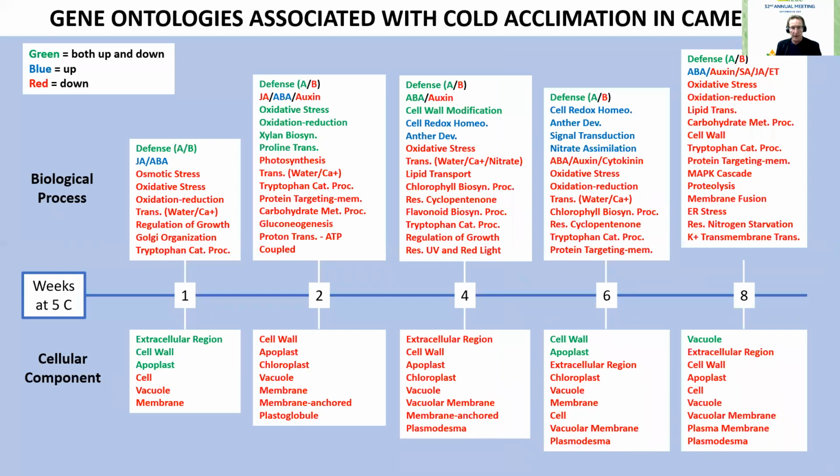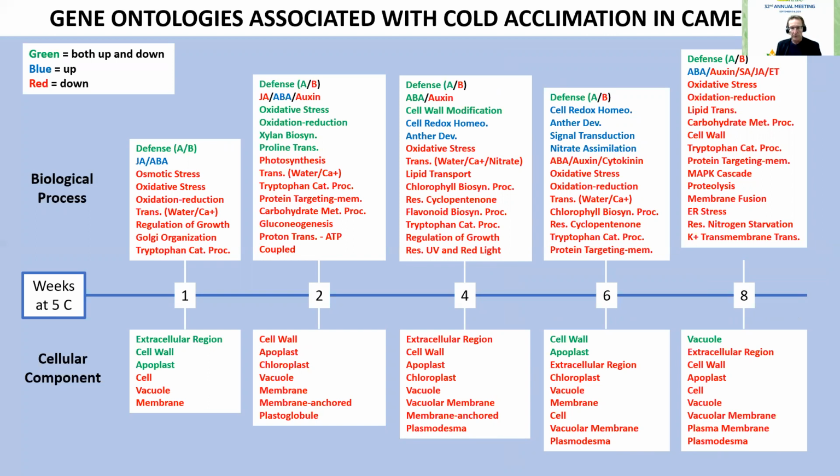Gene set enrichment analysis helped to identify gene ontologies enriched with transcripts with increased, represented by the blue text, decreased, represented by the red text, or both increased and decreased, represented by the green text, expression in the winter biotype Joelle during cold acclimation. Due to time constraints, I will only provide an overview here.